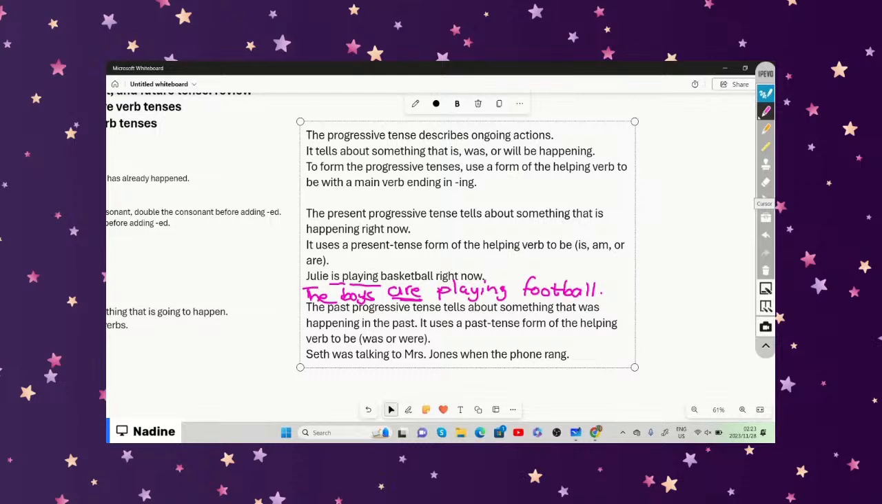And like I say, we use was if we're referring to one specific person, right? Like a singular person doing an action or that did an action. And then we refer to were, and were is used when more than one person, let's say, does a specific thing, right? For example, Seth was talking to Mrs. Jones when the phone rang.